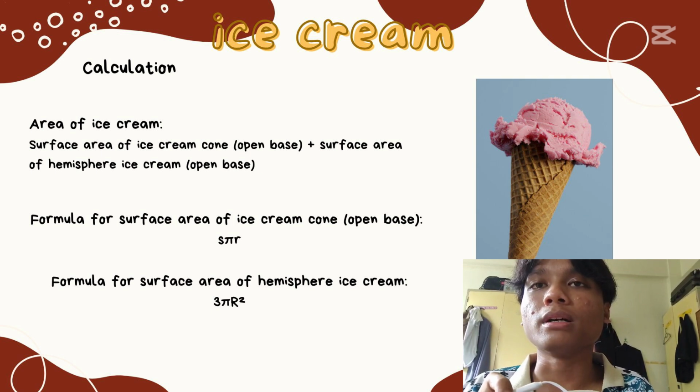Step 1, formula. Identify the most suitable formula for this calculation. Find the formula for the surface area of a hemisphere, the top part of the ice cream, and the surface area of a cone with an open base. The first formula, surface area of the cone, open base, is pi r s. The second formula, surface area of the hemisphere, is 3 pi r squared. And the last step is total surface area equals cone area plus hemisphere area.